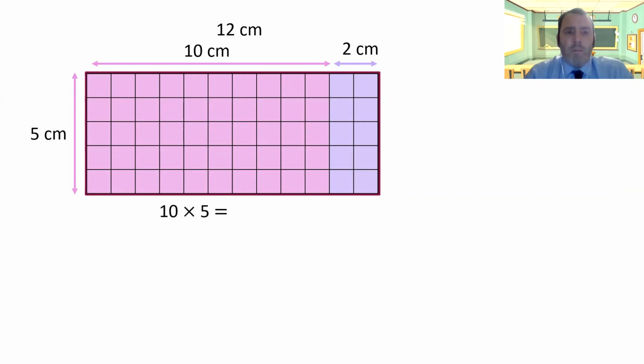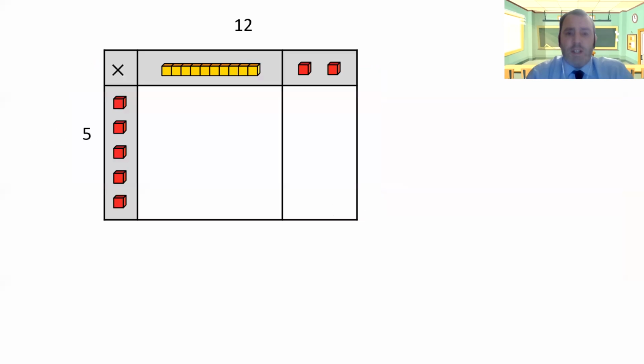Pink area is 10 centimeters by 5 centimeters. The purple area is 2 centimeters by 5 centimeters. Pink area has an area of 50 centimeters squared. Purple area has an area of 10 centimeters squared. To work out my total area, I can add the 2 together to give me 60 centimeters squared.